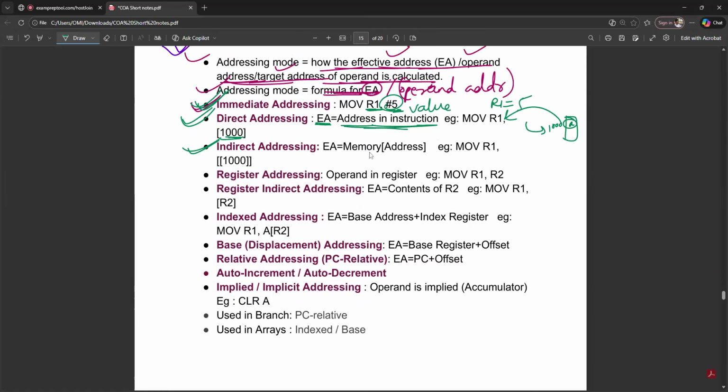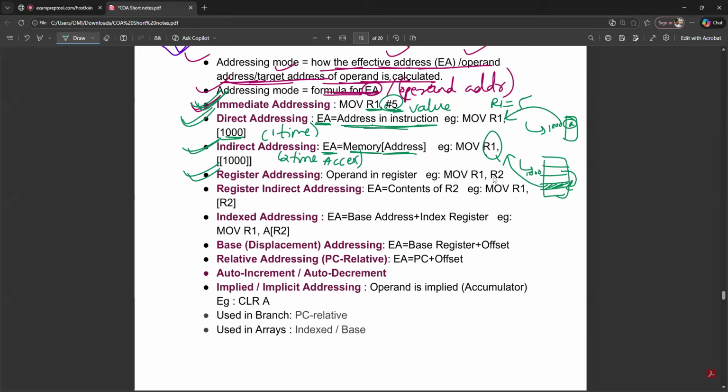What is indirect? The effective address equals the memory at the address given. So move I1 comma this thing, which means you go to 1000, and you will get a different location. You go to that other location, and then you store it in I1. Like that, you have to go to memory two times. Here it is one time, here two times access.